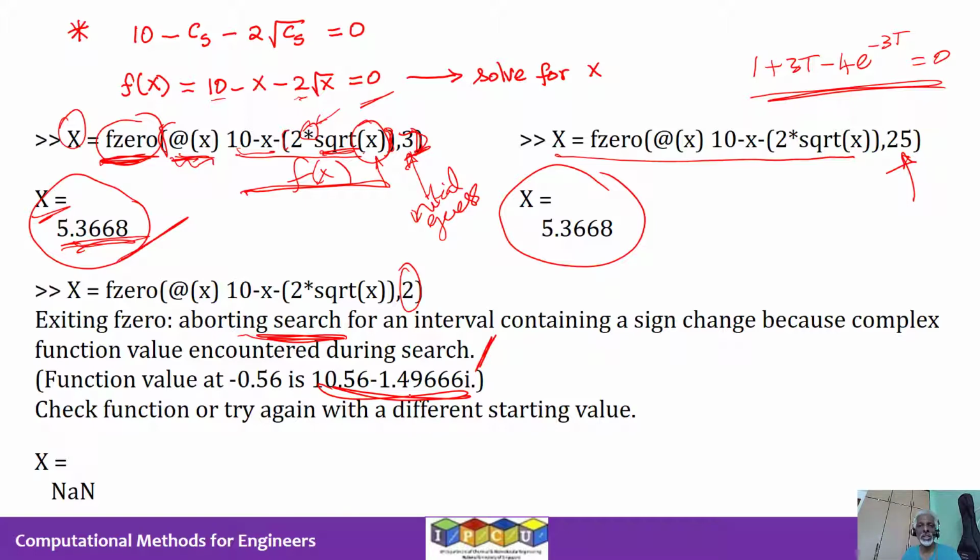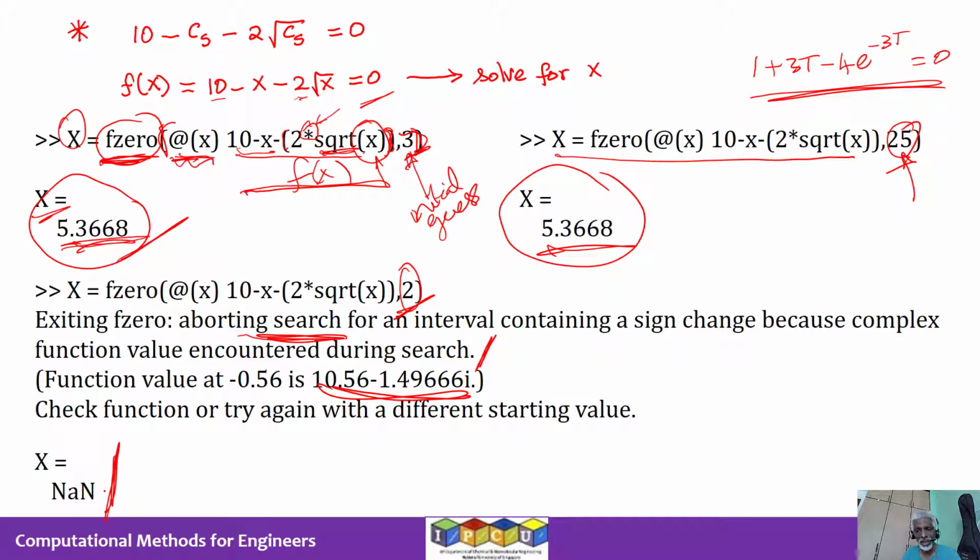3 was a good initial guess. 25 was a good initial guess, even though 25 is very far from 5.3668 compared to 2. So 2 did not turn out to be a good initial guess for this algorithm. So it gave the answer NaN, which is not a number. So what we learn from here is the importance of a good initial guess.